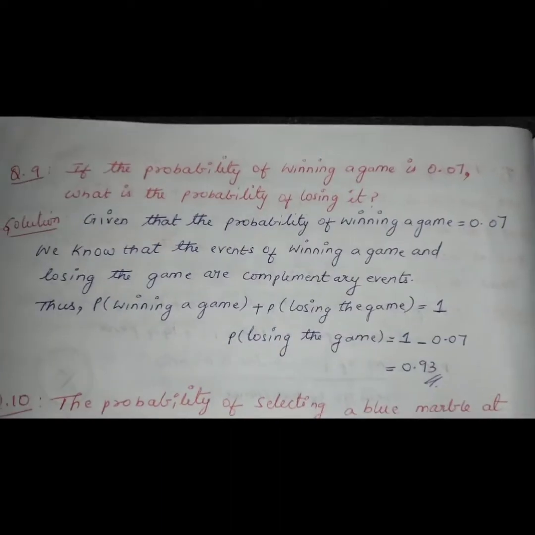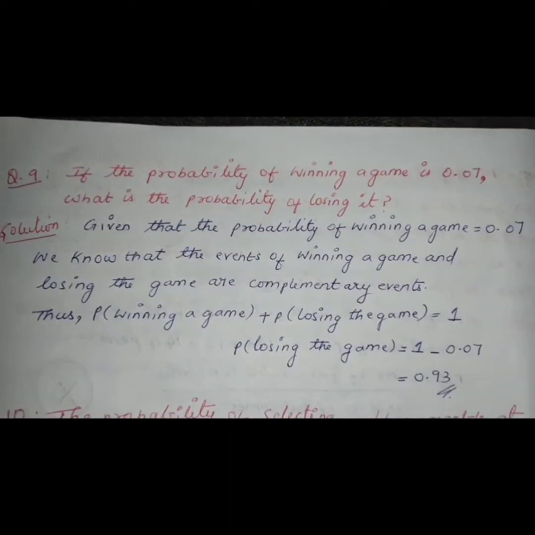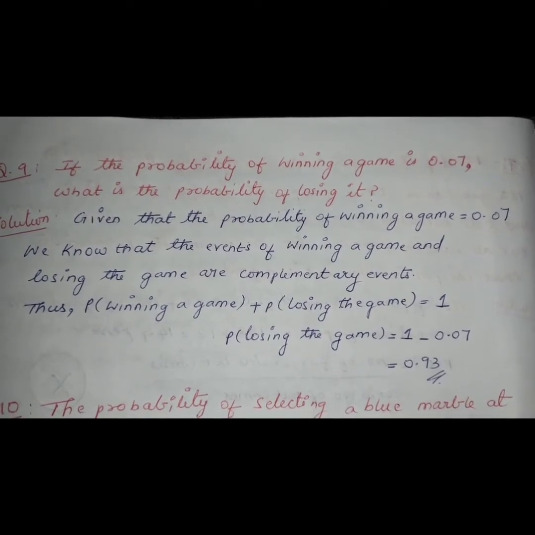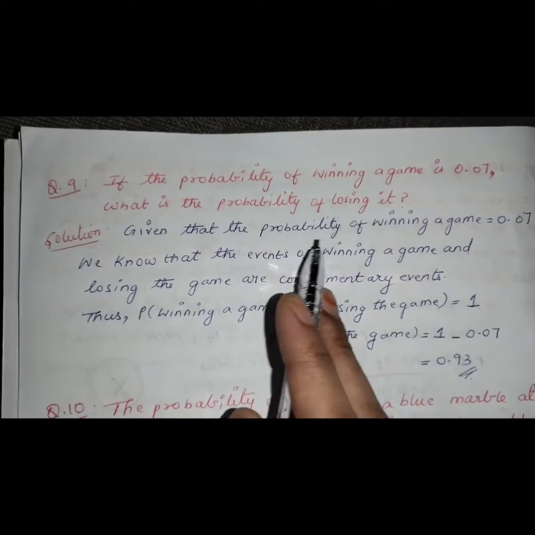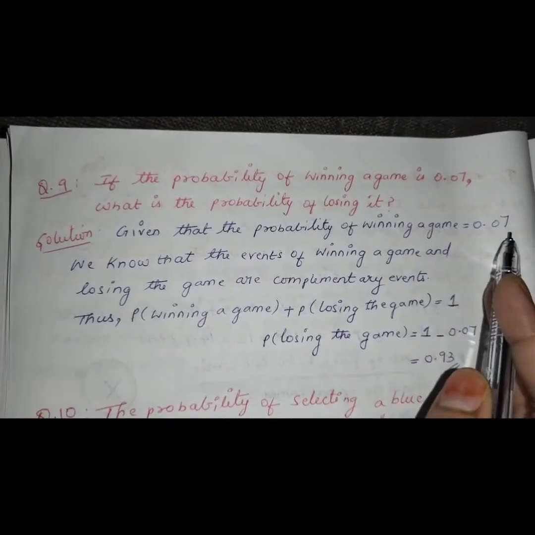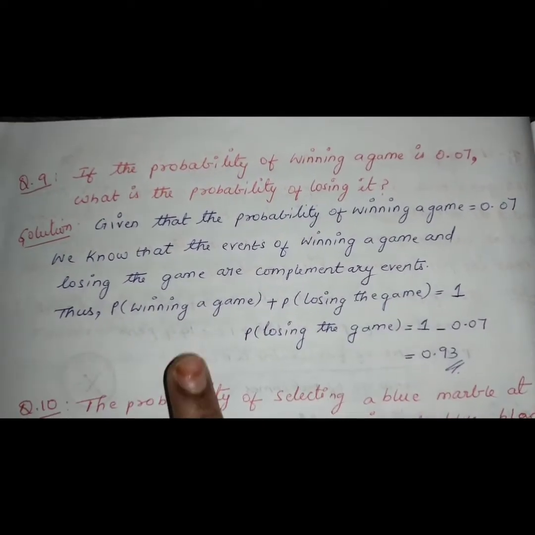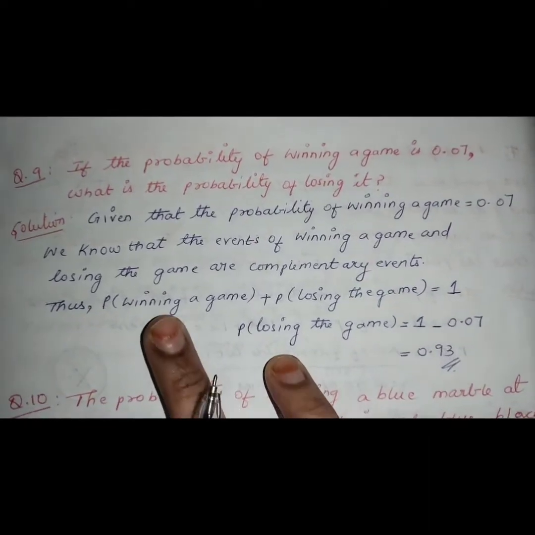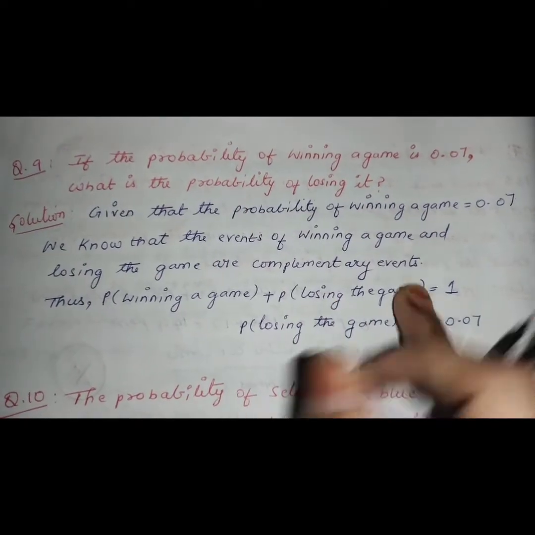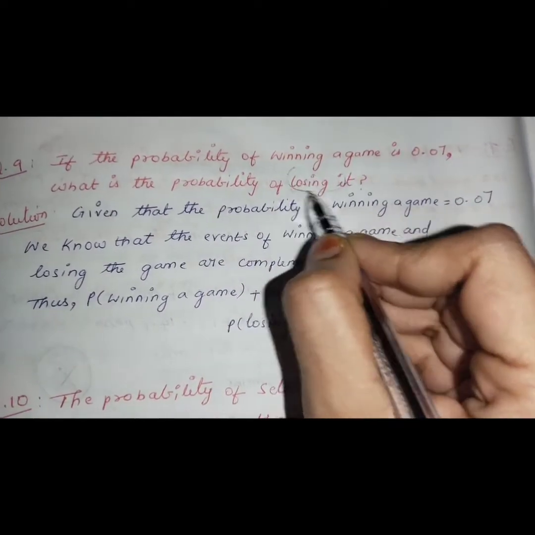Next question is question number 9. If the probability of winning a game is 0.07, what is the probability of losing it? Solution: given that the probability of winning a game is 0.07, we know that the events of winning a game and losing the game are complementary events. So winning and losing add up: winning a game plus losing the game is 1.